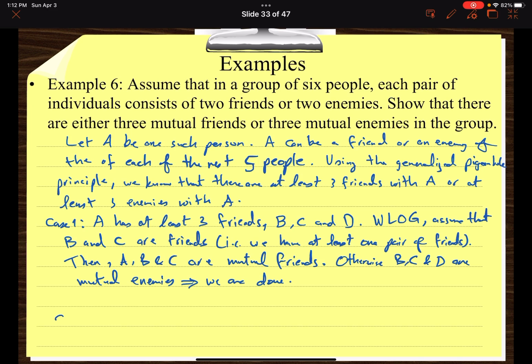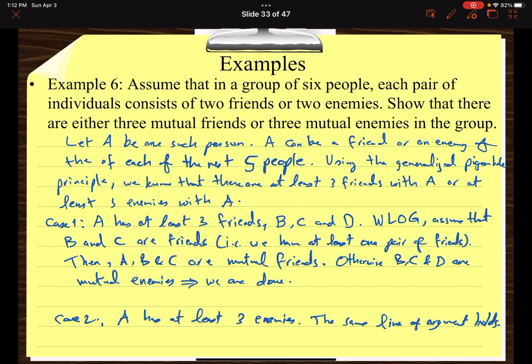Okay, case 2. A has at least 3 enemies. Is it going to be different from the previous case? It's going to be exactly the same. I'm just going to replace friend with enemy or enemy with friend. Right? So A has at least 3 enemies. The same line of argument holds. So there is really no need to rewrite it. Okay? There is no need to rewrite it. Is that clear, guys? Any question?